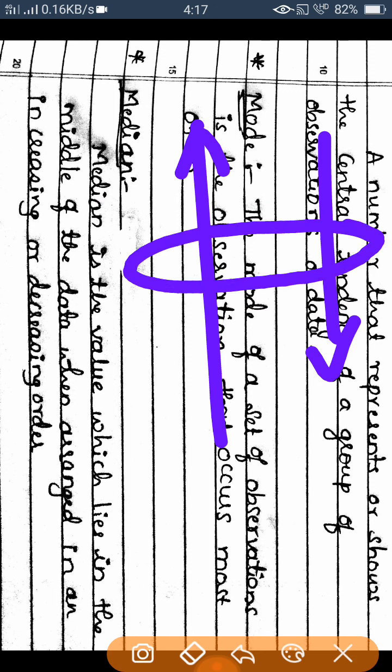Some observation list will come, that data representation will come. Add there the central marks, which is exactly the center or middle score, that we can take as a median. Without calculation, mode and median we can find. But if you want to find the median, we have to arrange the data in increasing or decreasing order.